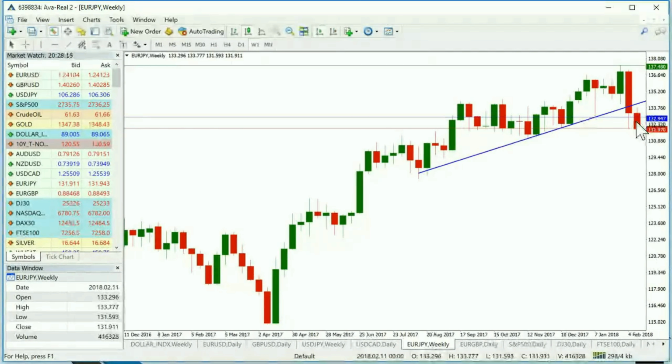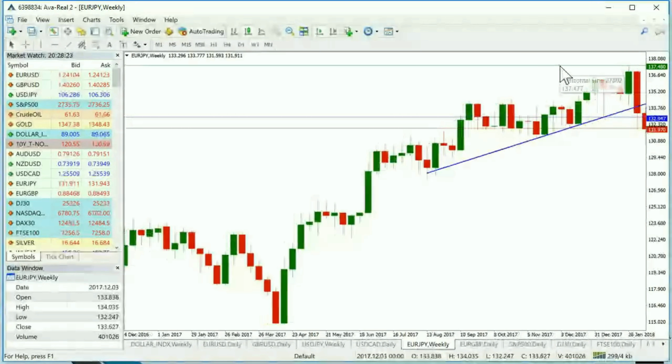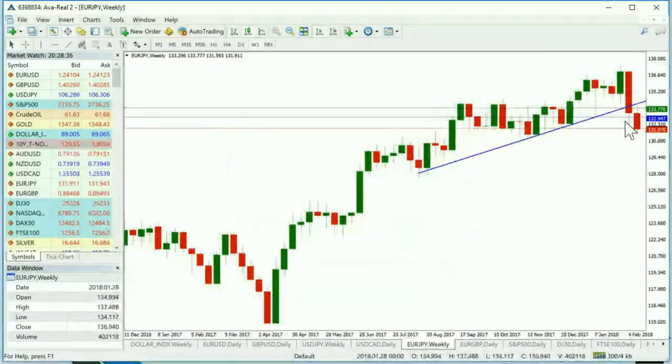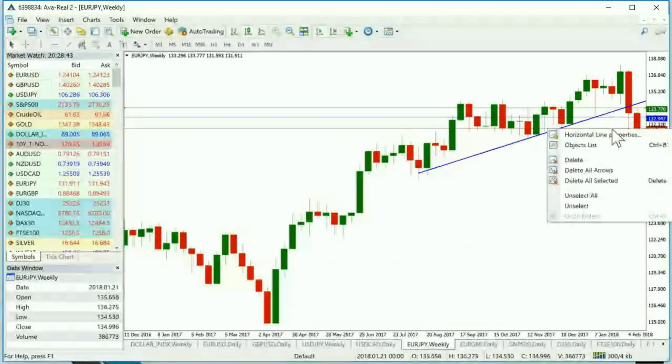So what I'm going to do is work with the highs and the lows. The high is 133.77, so now we can use a new high on this market, 133.77. And the low, we've got a new low in this market as well. It's the 131.59.